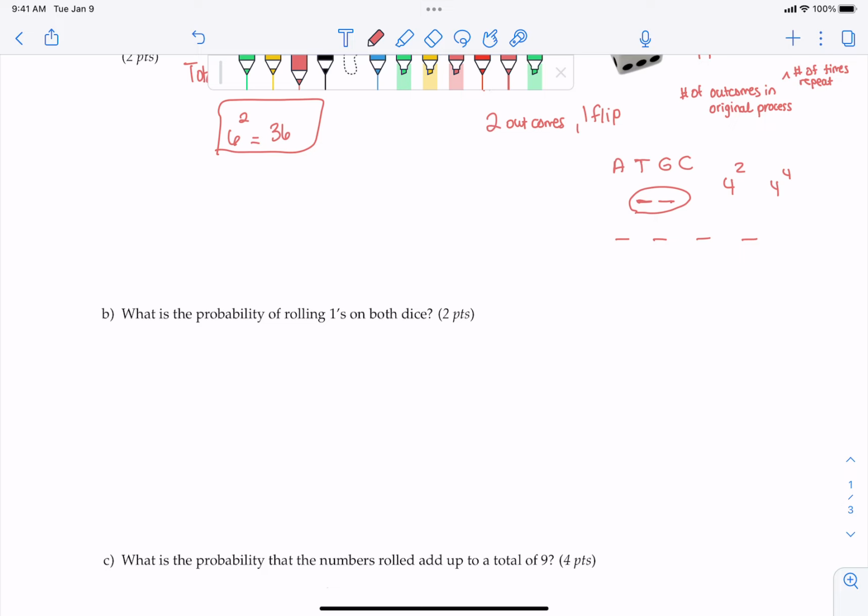Cool. Now, they're asking for part B, what is the probability of rolling 1s on both dice, right? So on the first roll, I get a 1. Second roll, I get a 1. Now question, is rolling the dice an independent or a dependent process? Independent, right? Now what does independent mean, essentially?